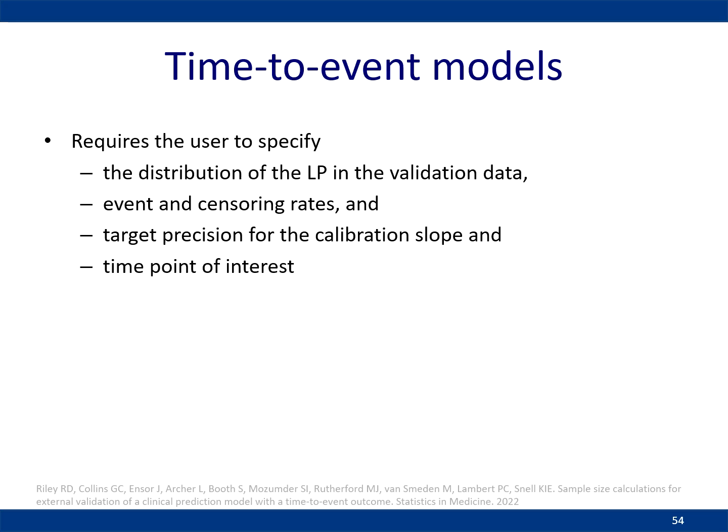Finally, just to mention that we've also published a simulation solution to calculating sample size requirements for external validation of prediction models with time to event outcomes. This requires the user to specify the distribution of the linear predictor in the validation data, as before for the other calculations, as well as the event and censoring rates, the target precision that we're looking for in estimating the calibration slope in the validation data, and the particular time point of interest that we're predicting for.